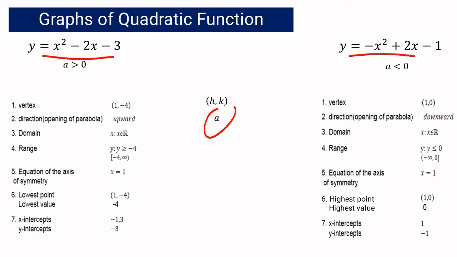So to conclude, if the value of a is positive or greater than 0, the parabola opens upward. But if the value of a is negative or less than 0, the parabola opens downward. Did you get it? Let us proceed with domain.